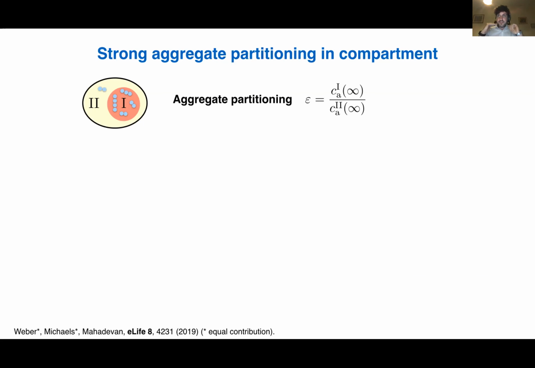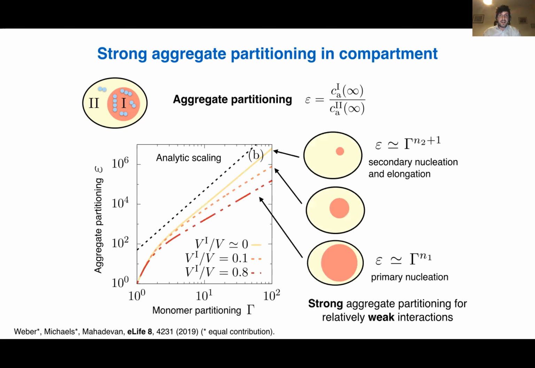So for example, how many aggregates you form inside the compartment versus outside at infinite time. And what we find is that this aggregate partitioning can be very large, as you would expect, due to this positive feedback mechanism between the outside and the inside, and is a power law of the monomer partition. So that's the input, and this is the gamma.